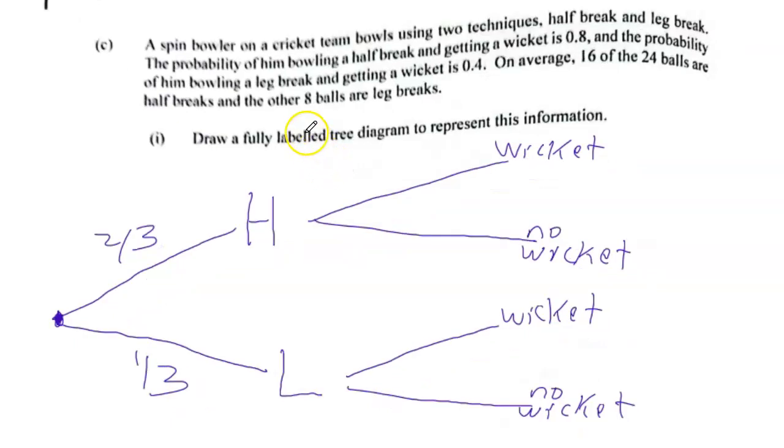Alright, so let's read carefully again. The probability of him bowling a half break and getting a wicket is 0.8. So half break and getting a wicket, that's 0.8, that's 8 out of 10, right? Or we can reduce it to 4/5. But anyway, 8 out of 10. And the probability of him bowling a leg break and getting a wicket is 4 out of 10.